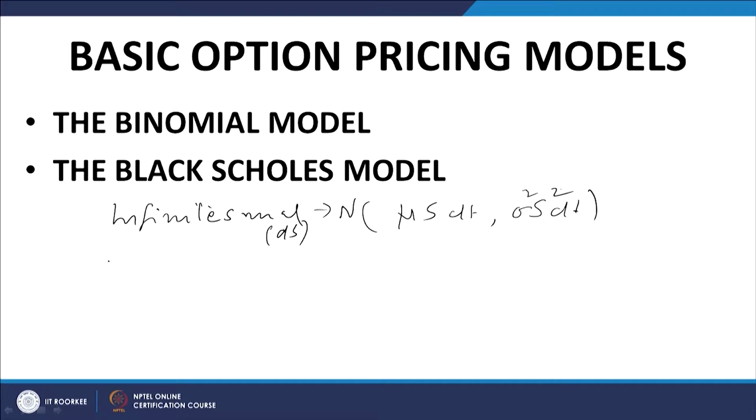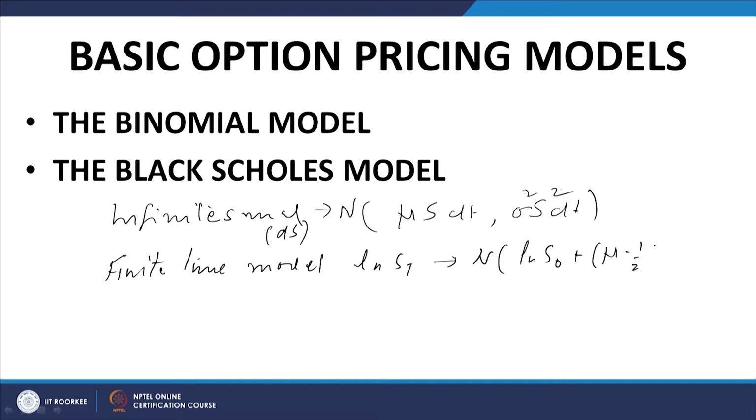Whereas, in the finite time model, log S is normally distributed with a mean of log of S naught plus mu minus 1 by 2 sigma square t and a variance of sigma square t.